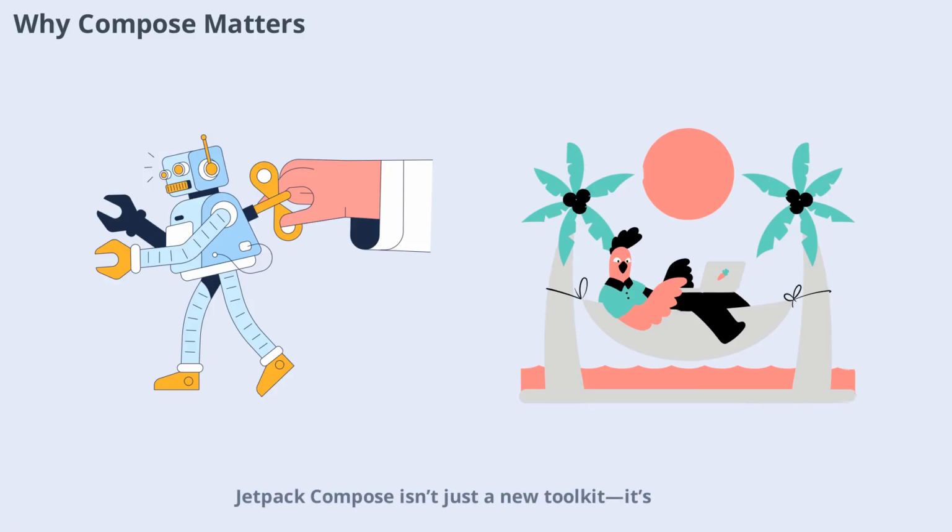Jetpack Compose isn't just a new toolkit, it's a new way of thinking about UI development. By embracing a declarative approach, developers can write more predictable and maintainable code. However, as projects scale, performance pitfalls and architectural challenges can arise. Senior developers know how to navigate these challenges, making Compose not only powerful but also robust for large-scale apps. In the following scenes, we'll break down the practical techniques that separate senior Compose developers from the rest.